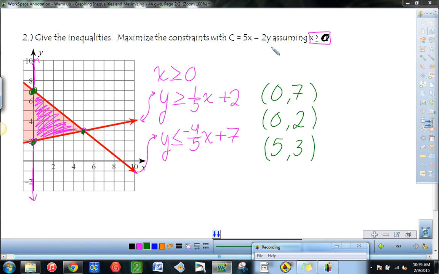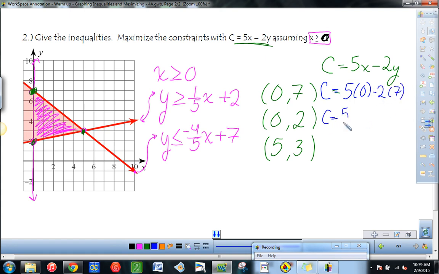All right, and we are dealing with this guy right here. C equals 5x minus 2y. This is called optimization. Okay, so what do I do? You plug it in for each one. All right, so we've got 0, 7. 5 times 0 minus 2 times 7. 0 minus 14. Negative 14. And 5, 3: 5 times 5 minus 2 times 3.